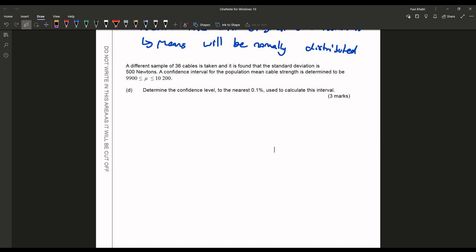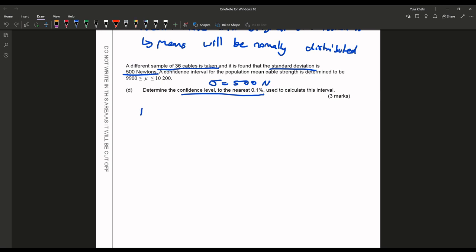Now part D says, a different sample of 36 cables is taken, and it's found that the standard deviation is 500 newtons. So sigma is 500 newtons. A confidence interval for the population mean cable strength is determined to be between 9,900 and 10,200 newtons. And it wants us to find the confidence level to the nearest 0.1% used to calculate the interval.